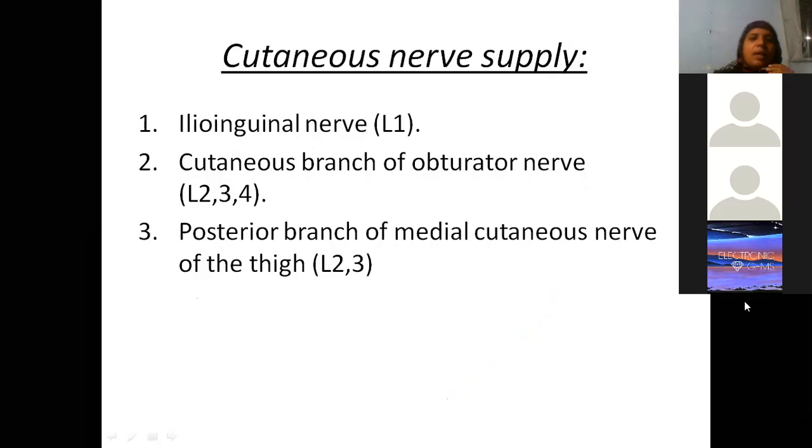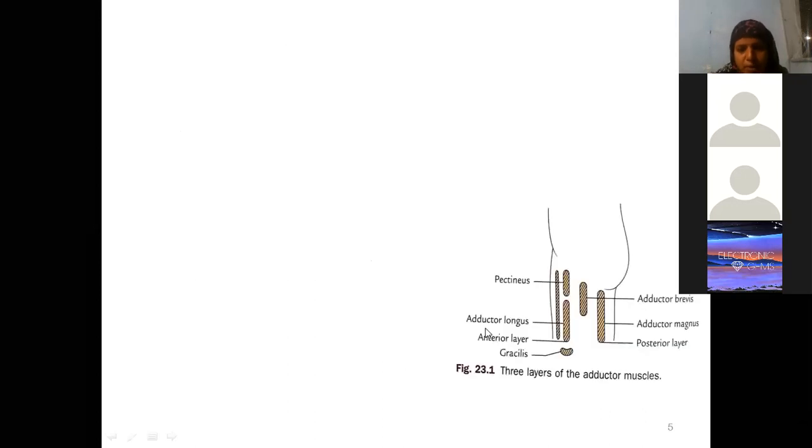Now coming to the medial compartment, cutaneous supply. Though you are just seeing the names now, I will take the details of lumbar plexus shortly. So we have ilioinguinal nerve, root value L1. We have cutaneous branch of obturator nerve, L2, L3, L4. Then we have posterior branch of medial cutaneous nerve, root value L2, L3.